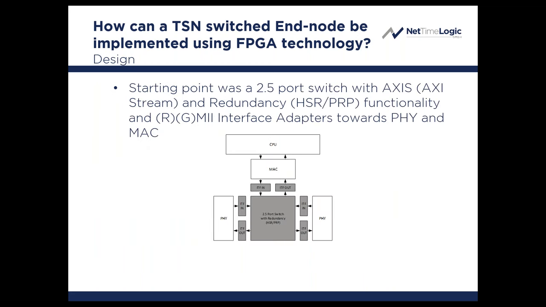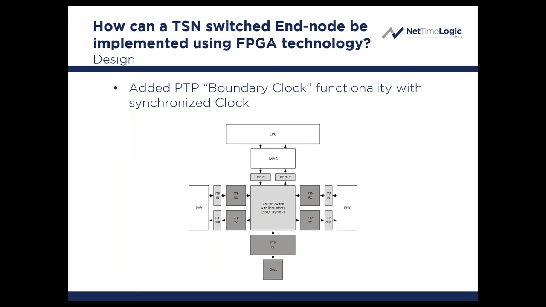So the starting point was a redundant switch that we also have as a product, which does redundancy according to HSR and PRP. It has two outer ports in GMII, RGMII, MII mode, whatever, and an uplink port where you can connect your MAC and basically your CPU to it. Then we added the synchronization port, so 802.1AS or PTP, to have a synchronized clock in the switch. This needs some additional frame modifications on the fly, for example.